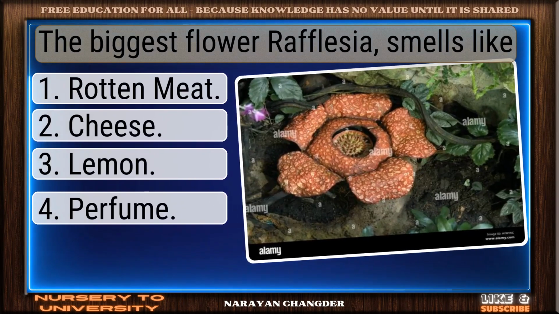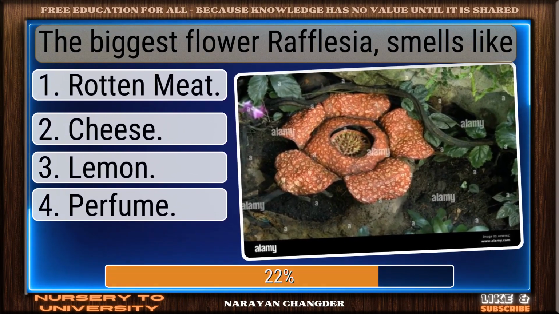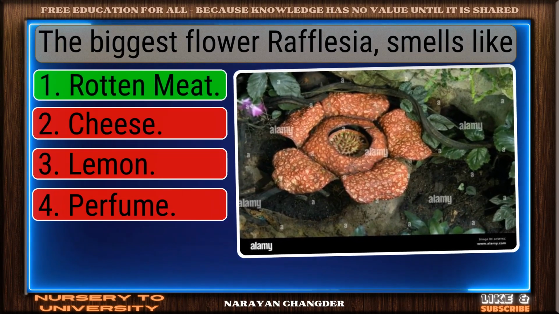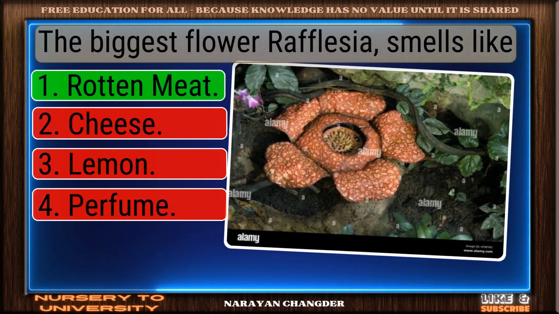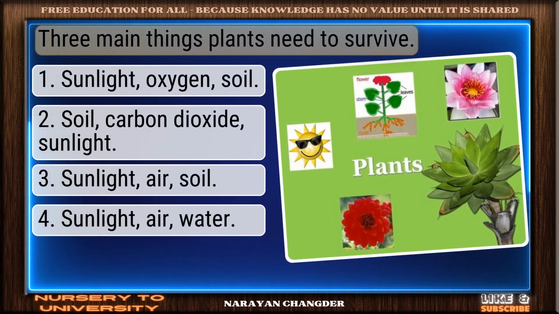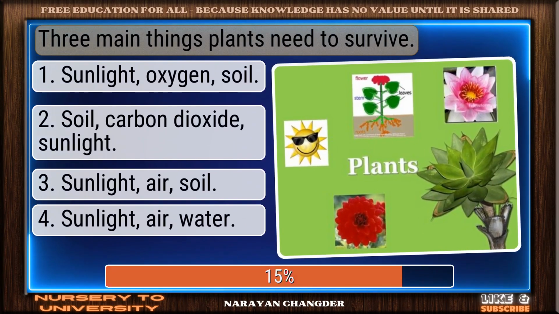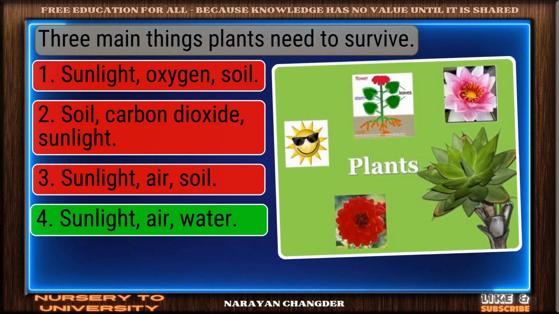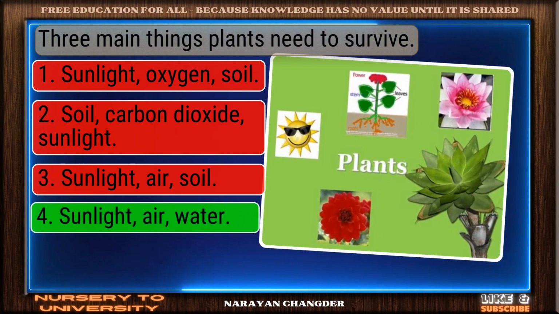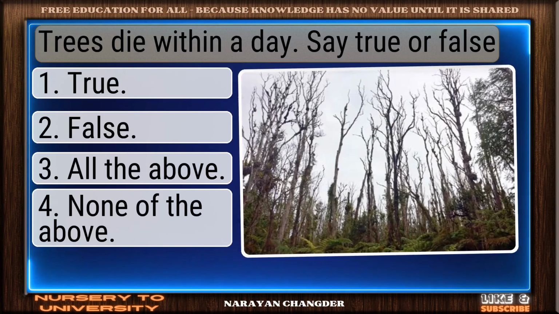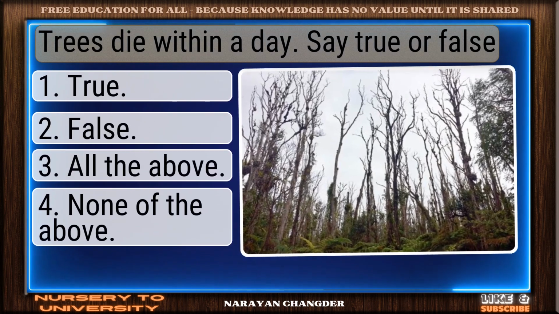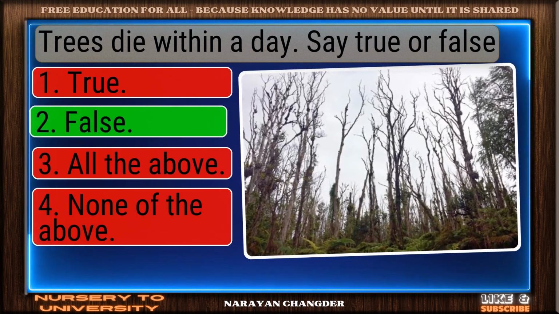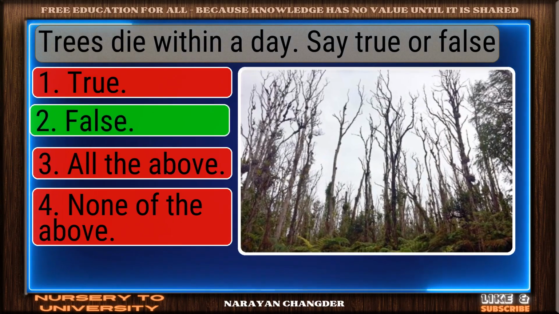The biggest flower Rafflesia smells like. Solid response. Rotten meat is a valid choice. 3 main things plants need to survive. Correct response. Sunlight, air, water is the most accurate answer. Trees die within a day. Say true or false. Perfect. False is the correct choice.